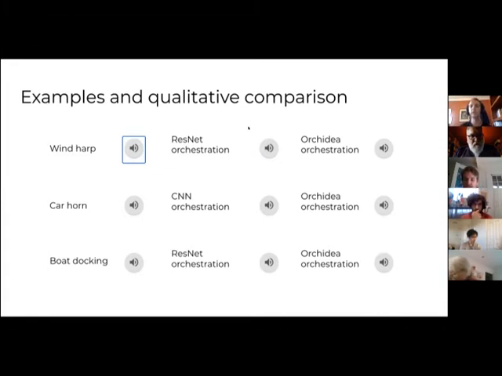And then what we wanted to do was take Orchidea as the state of the art for computer-assisted orchestration and compare our orchestrations to Orchidea's orchestrations. So we'll listen to the Resonant one once again. And then we'll listen to Orchidea's solution.